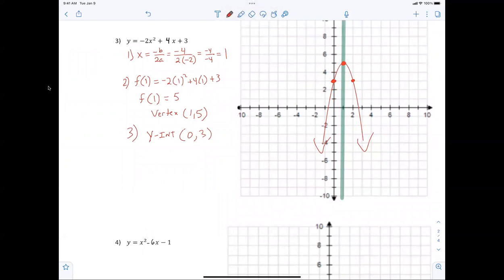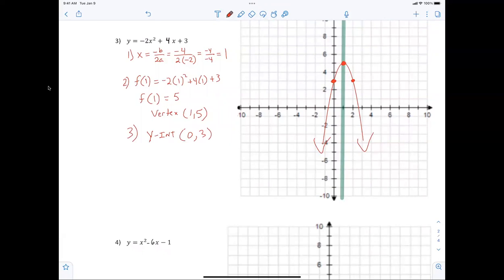Everybody's going into y equals, please. Type in -2x squared plus 4x plus 3 and hit graph. Does everybody see that? I'm saying this is what you're typing in, -2x squared plus 4x plus 3, and hit graph. And you should see that graph, right?